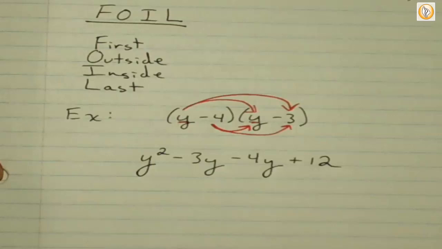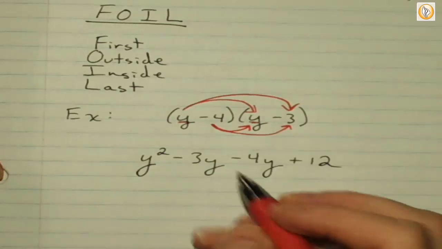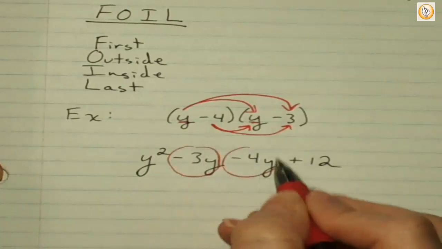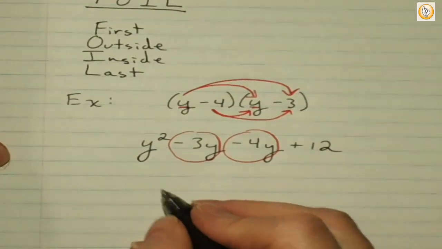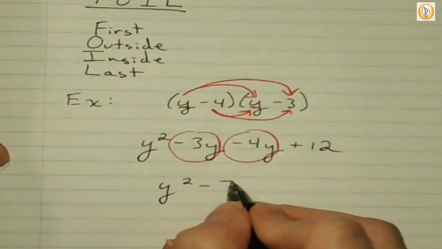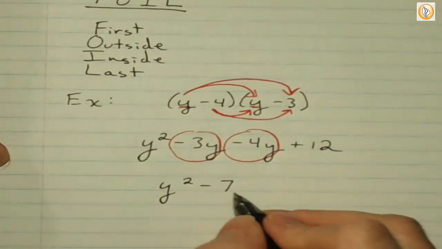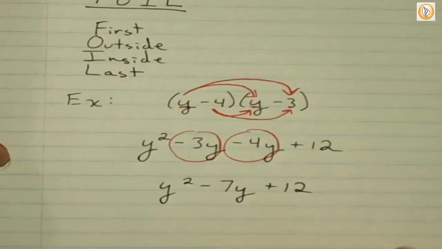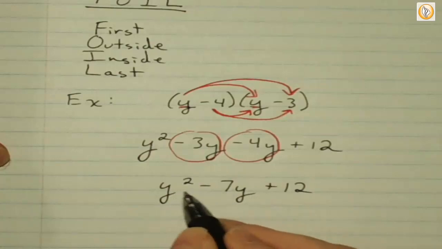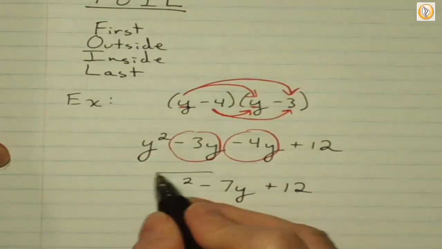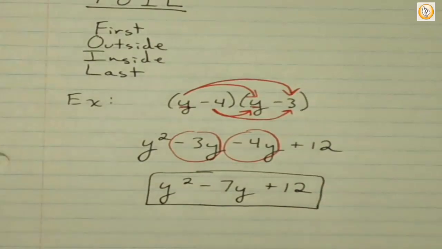So, do I have any like terms? Yes, ma'am. And they are? The negative 3y and the negative 4y. There you go. We can combine only those. What is negative 3y and negative 4y? Negative 7y. Y plus 12. It's in descending order. I have all my like terms combined. This is done. That's FOIL.